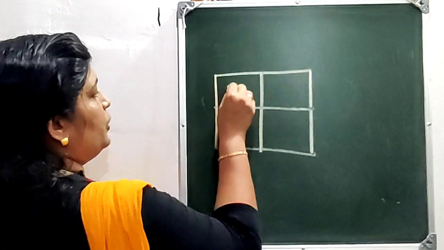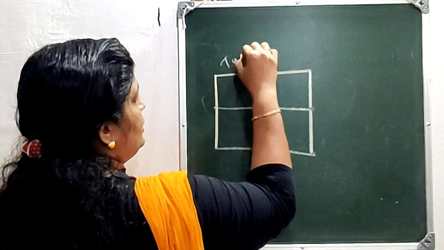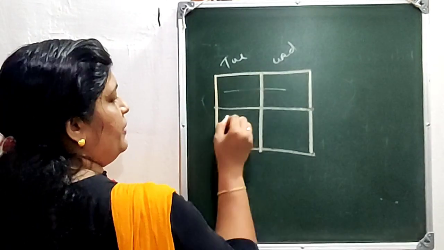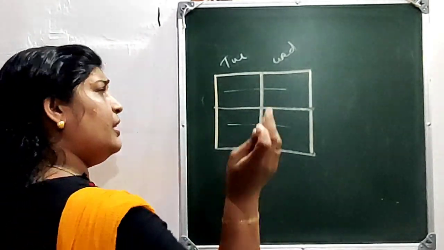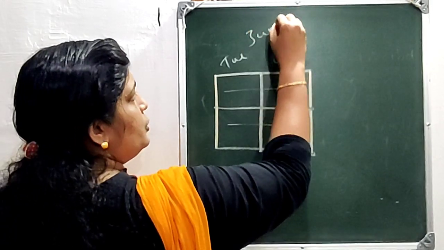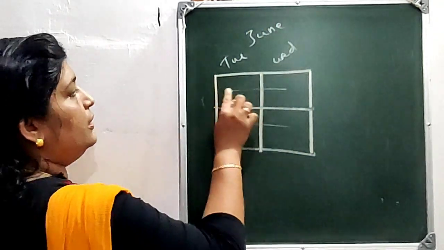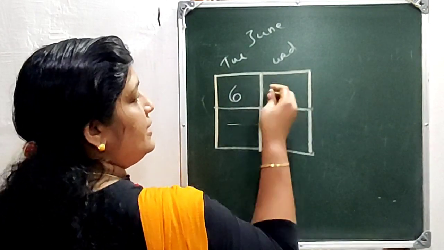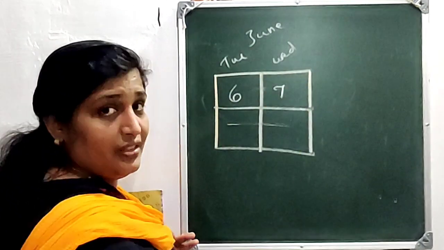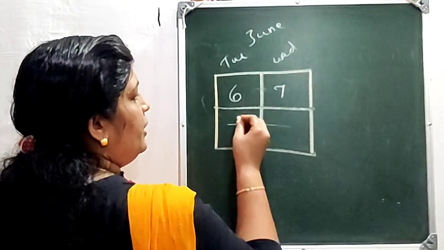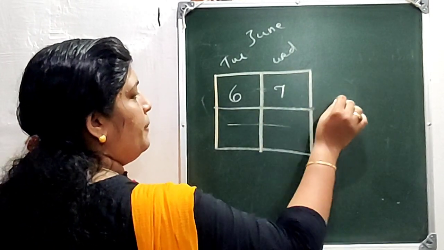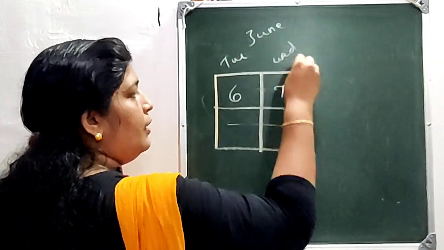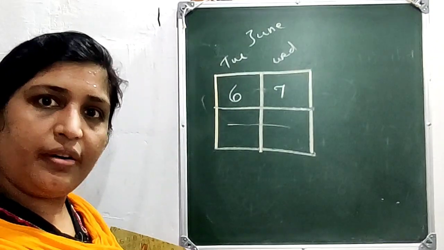Yes, we know that. Suppose this is Tuesday and this is Wednesday. And this is the first week and this is the second week of a month. Suppose this is June. If this Tuesday is 6, then what will be Wednesday? Yes, we know that Wednesday is 7th. Then we know that in a calendar, a row represents a week and a column represents days, right?